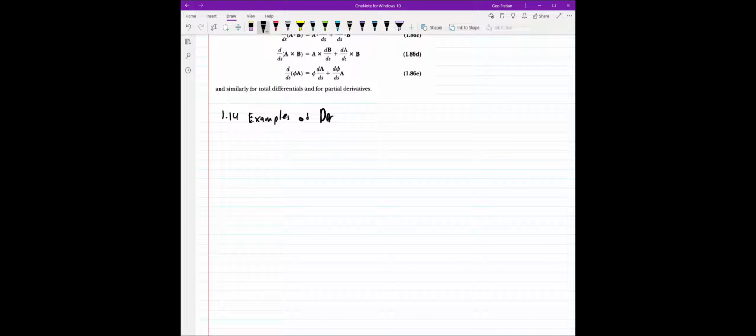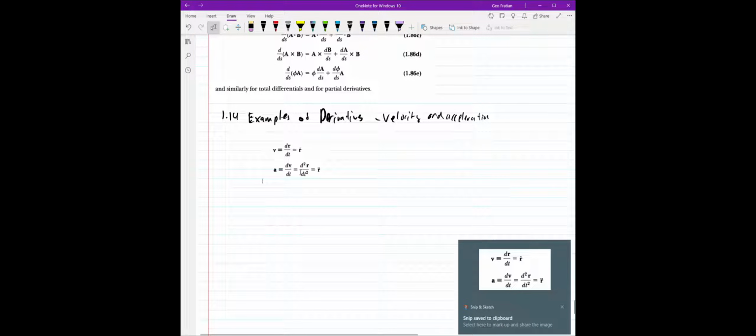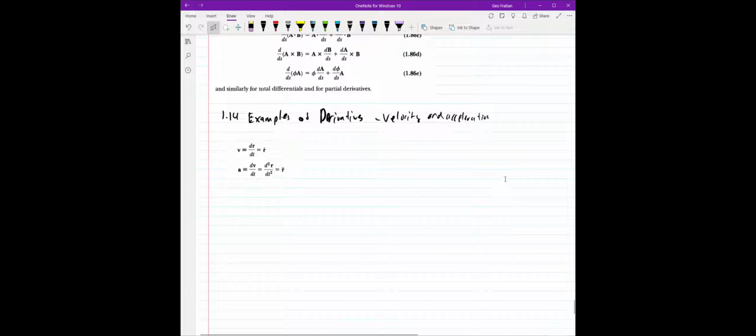Examples of derivatives: velocity and acceleration. Okay, so we know that v is defined as dr dt, where r is, remember, just your position vector. So it's position over time, right? So r dot, where the dot, by the way, signifies a time derivative. That's common notation in physics. Where r equals r of t. And then same thing for the acceleration, the second time derivative of r.